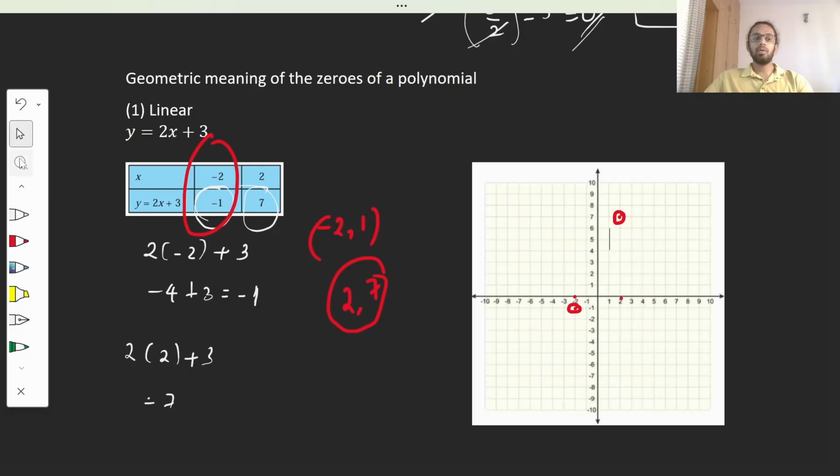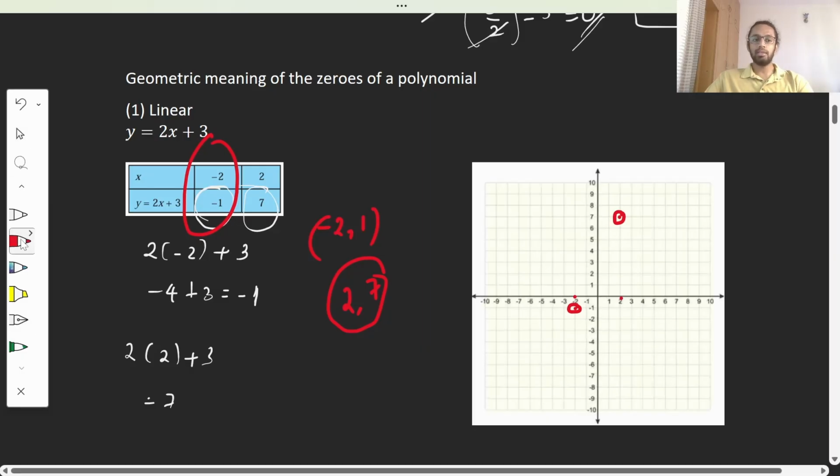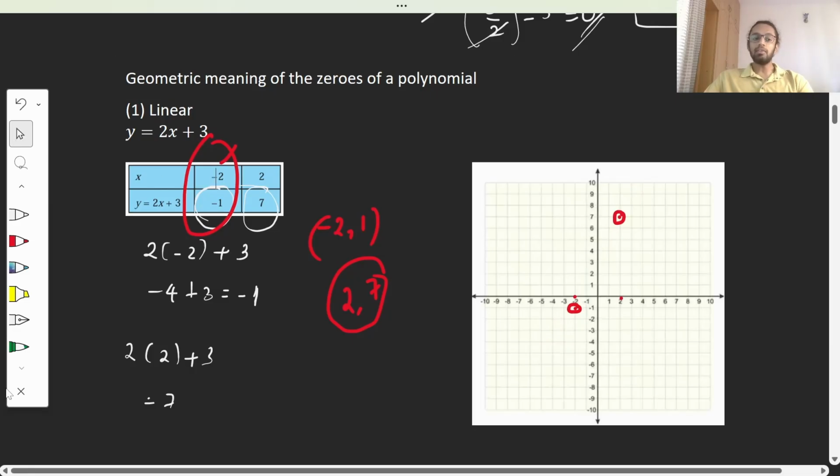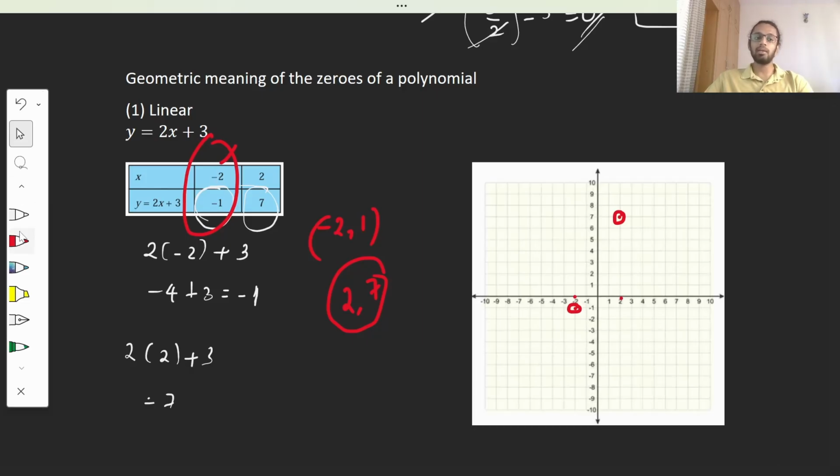And we can try to join these two using a line. When we join these two, we get a straight line like this. Even if we plot one more point, we will still get a straight line. So that is the concept. When we take some other random value of x and plot it, all of them will lie on the same straight line. And this is the concept.